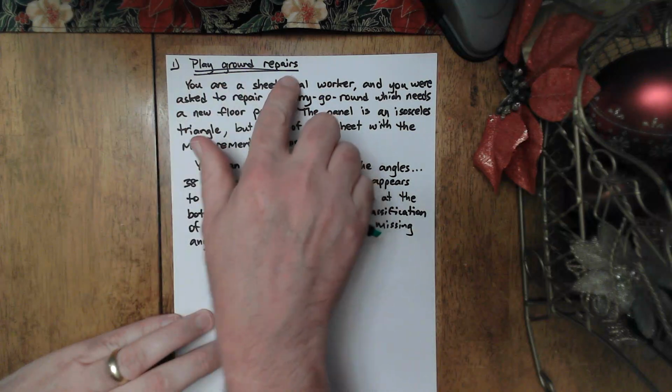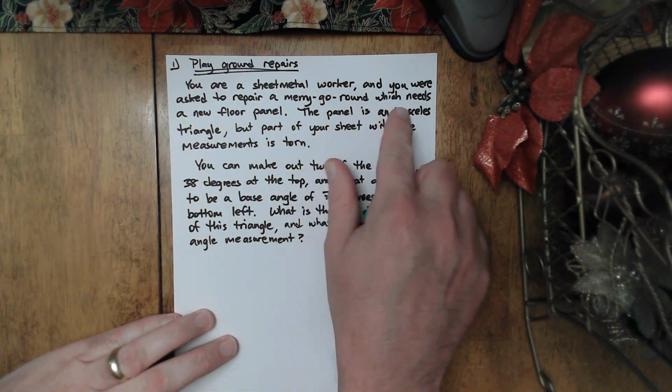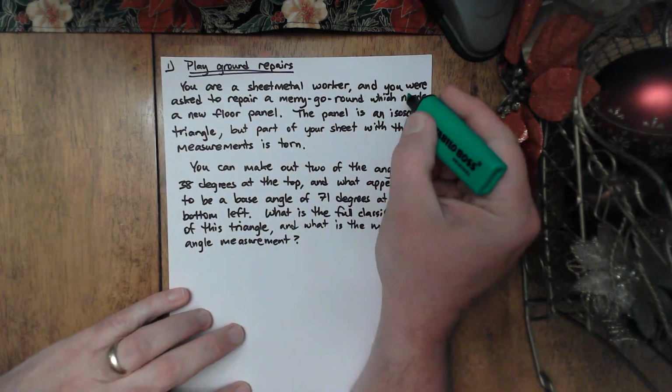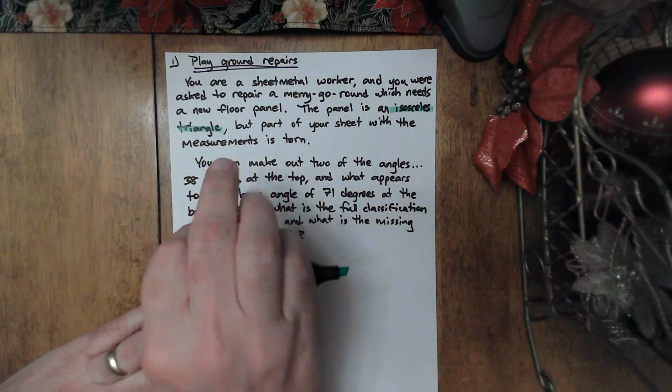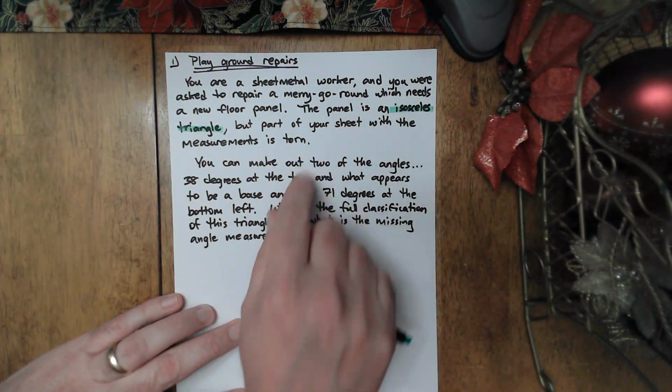So, playground repairs. You are a sheet metal worker, and you are asked to repair a merry-go-round which needs a new floor panel. The panel is an isosceles triangle, right there, isosceles triangle. See, they're giving me what I need in the question, so why not use it? Isosceles triangle, but part of your sheet with the measurements is torn.